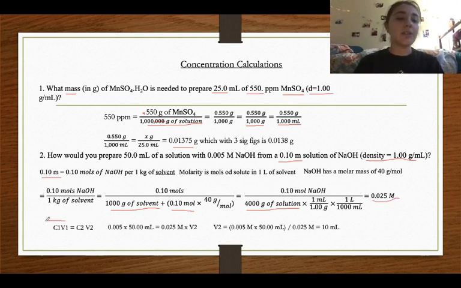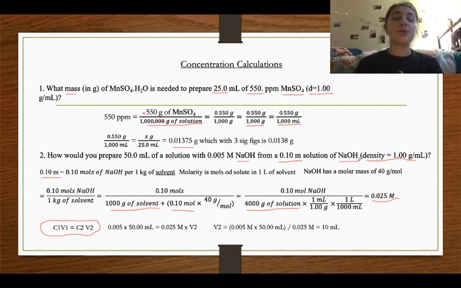Perfect. And now I get to use C1V1 equals C2V2, our favorite thing to use when we're doing dilutions. Again, we can use C1V1 equals C2V2 because all of it is sodium hydroxide. If these were different, if these were not both sodium hydroxide, then you would have to find if they're in fact in a 1-to-1 ratio. Otherwise, this would not work.